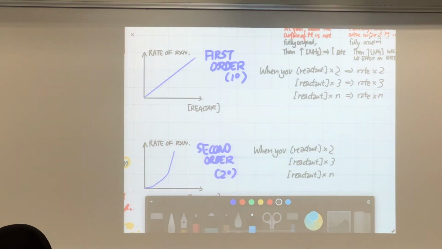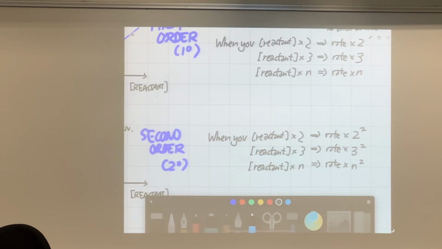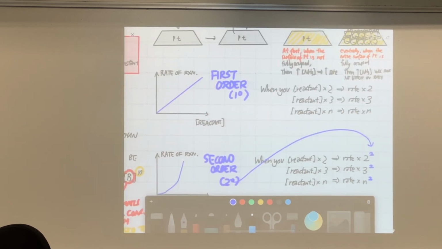First order means when you multiply the concentration of reactant by 2, rate will double, right? What about in second order? It will be 2 to the power of 2, 3 to the power of 2, n to the power of 2. Oh yes, so there is a bit of math involved in here. For those of you wondering where the number 2 goes, the number 2 goes here. Where does the number 1 go? The number 1 goes here. And you know any number raised to a power of 1 is the same number, right?